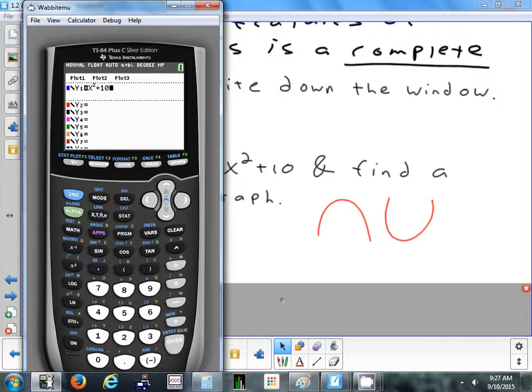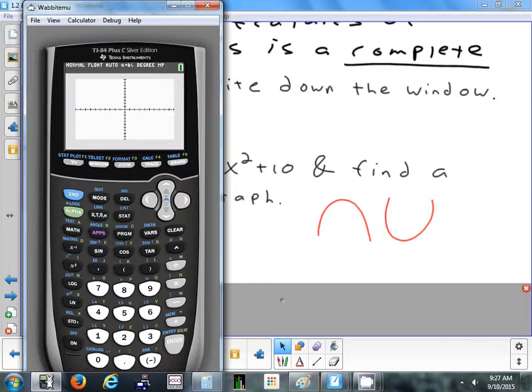And let me use the window that I had for the last problem. You don't have that window, but let's just see what happens. Okay, that's an okay window. I mean, it shows the turn. It kind of makes it look a little wider than it really is, kind of distorting the picture. But a good place to start is always zoom 6.